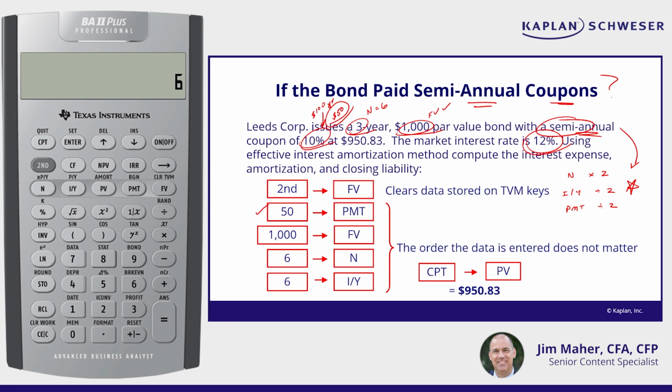We're going to do 6 for our N. Make sure you enter these properly. 6 for our interest rate. And now we're going to compute our present value. What do we get? We get 950.83 rounded up right here.